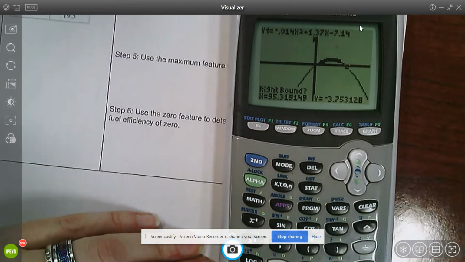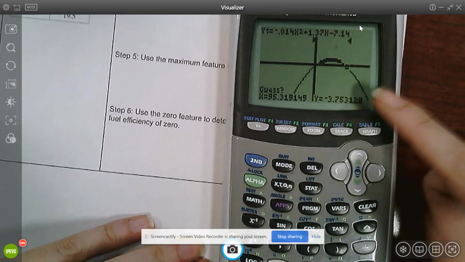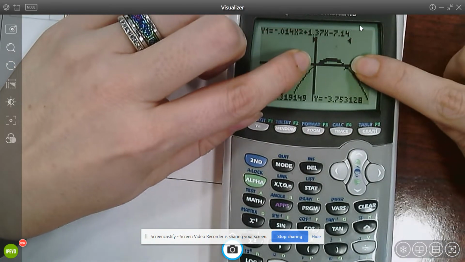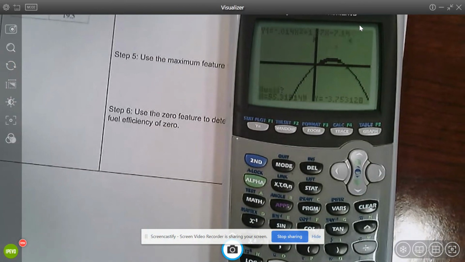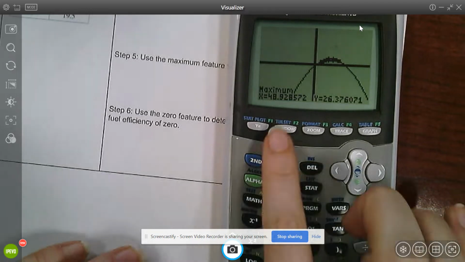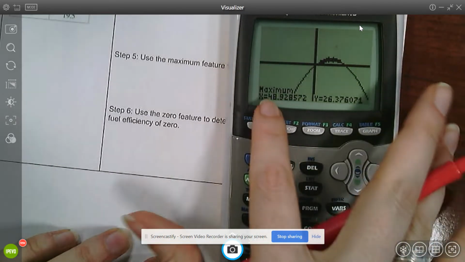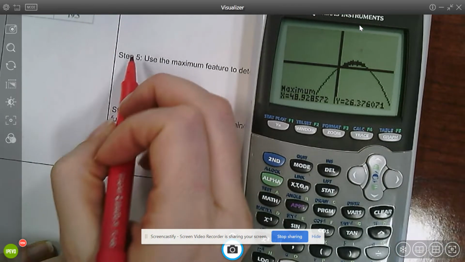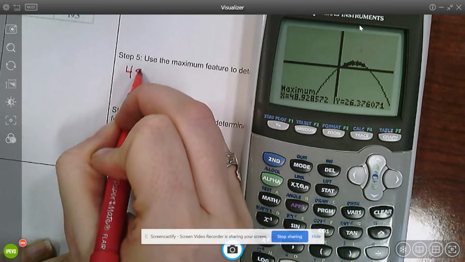I'm at like 95 or something. And press enter again. And it says, okay, you want me to look between here and here? And I say, yep, enter. All right, and there's my maximum. My x value, that's the one we want, 48.93. Let's go with that.